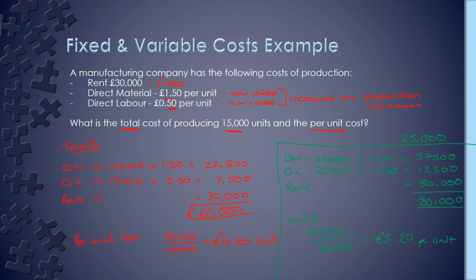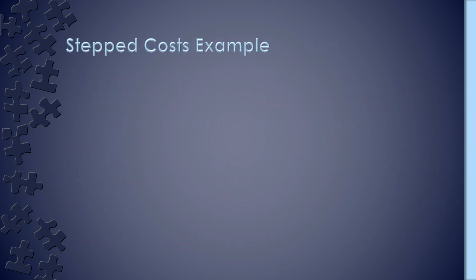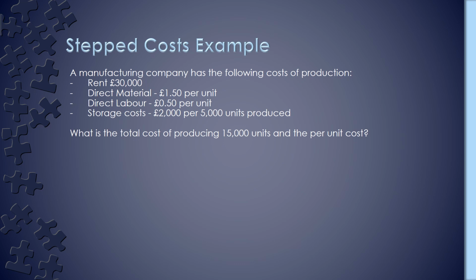And we're going to go on and have a look at the slightly more complex costs, stepped and semi-variable. So let's have a look at our stepped cost example first. We've got the same question here, except we have also got some storage costs included. So let's just run through our costs again so we know what costs we're looking at.